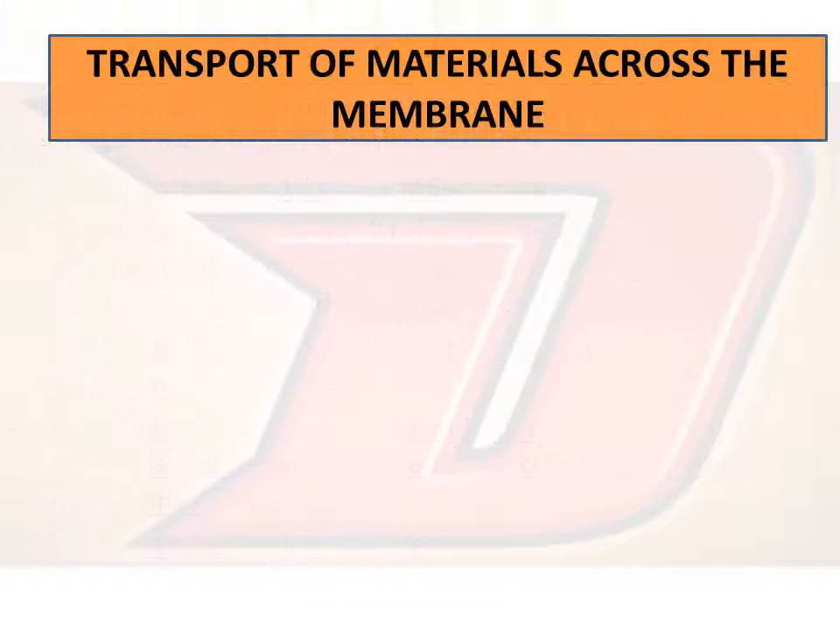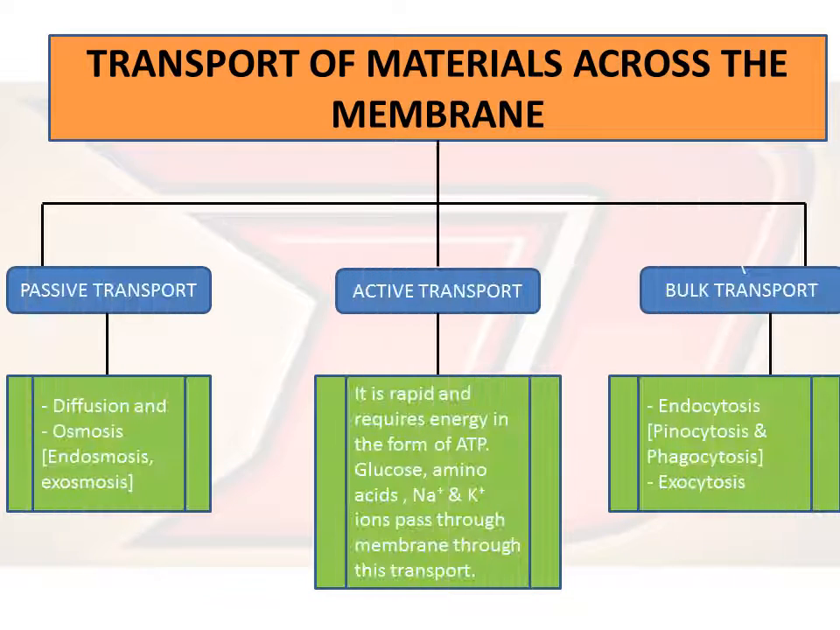Now how does the transport of materials take place across this membrane? This is not given in your textbook, but this is only for your reference. There are three ways and they are passive transport, active transport and bulk transport. In passive transport, it is of two types, that is diffusion and osmosis. Again, osmosis has two types, that is endosmosis and exosmosis. These terms are given in your textbook, but passive, active and bulk transport, these words are not used in the textbook. So this is only for your reference, I am telling you again.